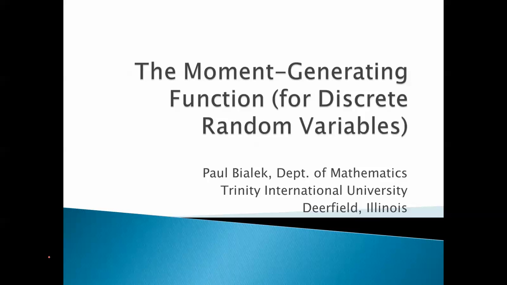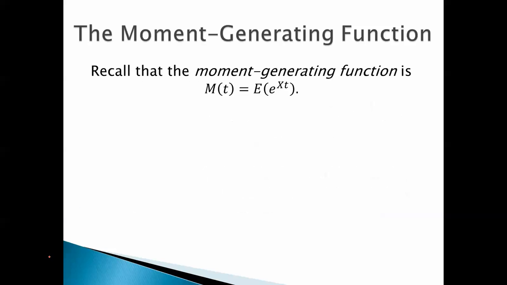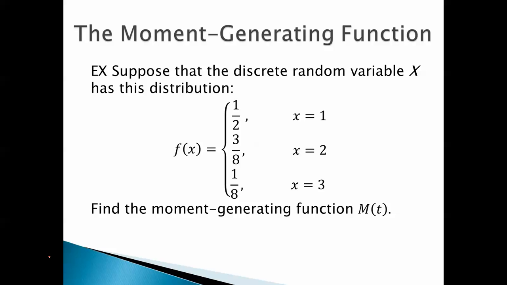Let's look at the moment-generating function for discrete random variables. Recall that the moment-generating function is m of t. It's the expected value of e to the xt. Suppose that the discrete random variable x has this distribution.